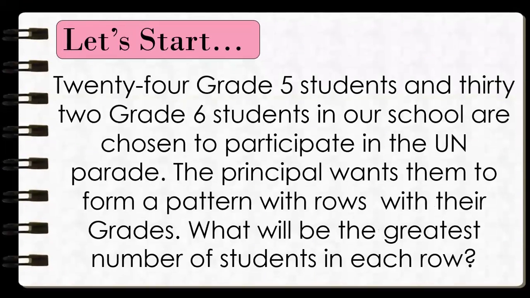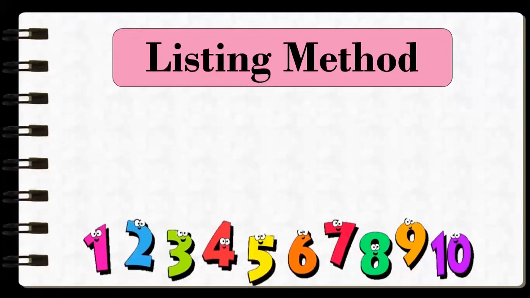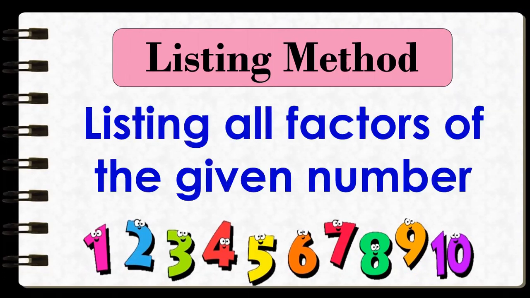Let's start with this problem. 24 grade 5 students and 32 grade 6 students in our school are chosen to participate in the UN parade. The principal wants them to form a pattern with rows with their grades. What will be the greatest number of students in each row? To answer this, we find the greatest common factor of the given numbers. We're going to use the listing method.